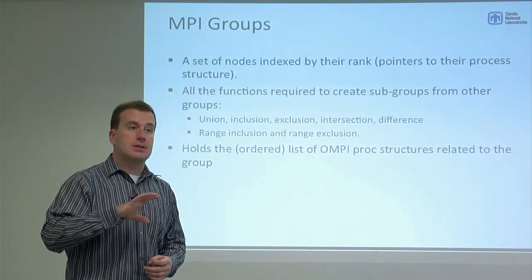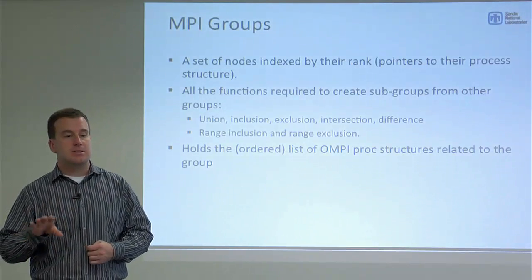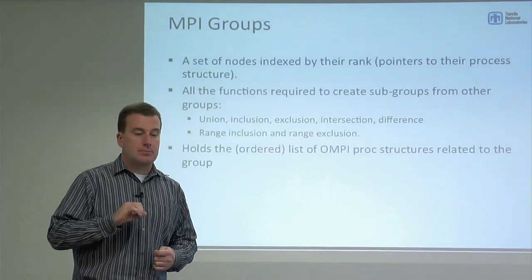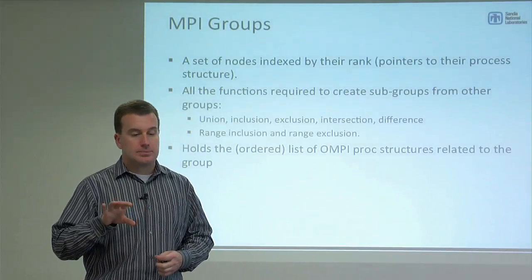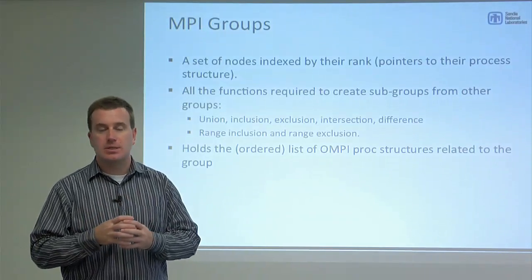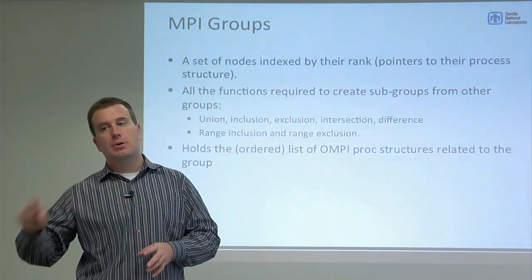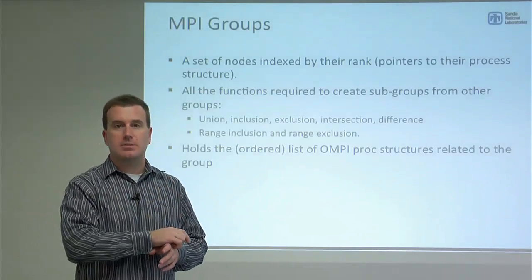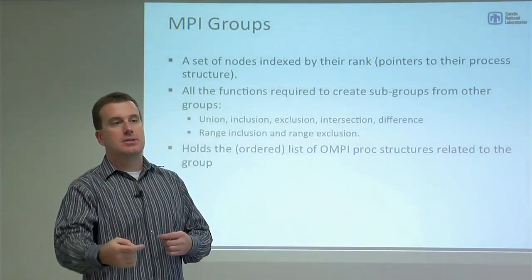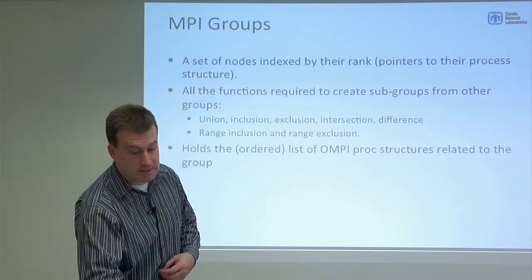So I mentioned that a communicator has a group, and the group is a set of processes. You can manipulate them, but basically what you need to know is it's a set of processes, and they hold the pointers to the OMPI processes that I talked about to start, which then hold the information about how to actually talk to that remote process.